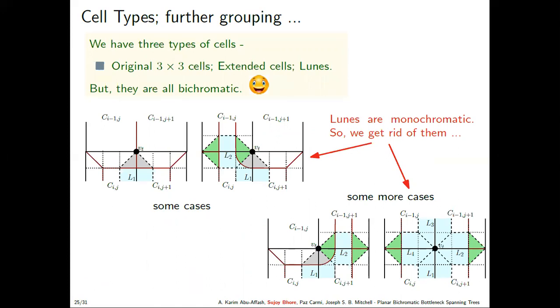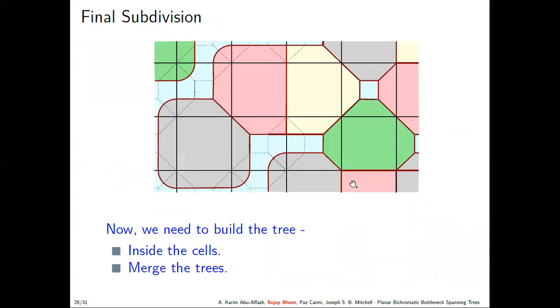However, the loons are problematic in the sense that they are not necessarily bichromatic, that is, they may not contain both color points, which is an important criterion or invariant for us to maintain. So we try to get rid of them. There are involved cases to get rid of them. For instance, there are some cases here, and then there are some more cases, but the point is that we try to break these loons and then attach them to the neighbor cells so that they become convex and they become bichromatic. This is how the final subdivision looked.